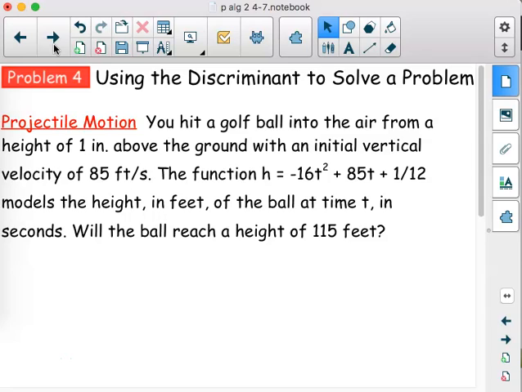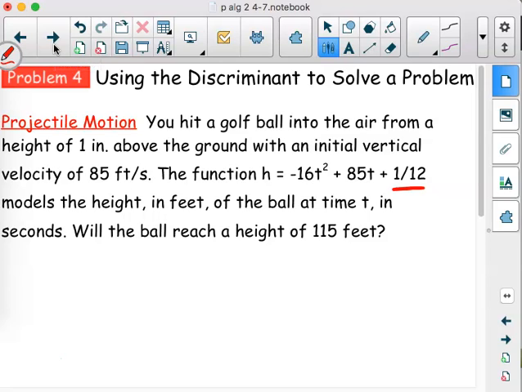So you hit a golf ball into the air from a height 1 inch above the ground with an initial vertical velocity of 85 feet per second. The function h equals negative 16t squared plus 85t plus 1/12 models the height in feet of the ball at time t in seconds. Will the ball reach a height of 115 feet? I already saw something interesting. Did anybody catch this? There's a fraction in there for c. 1/12. Where on earth did that come from in this problem?